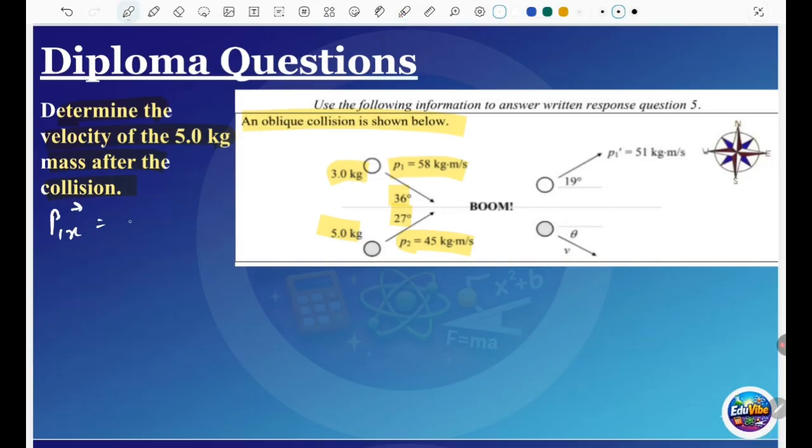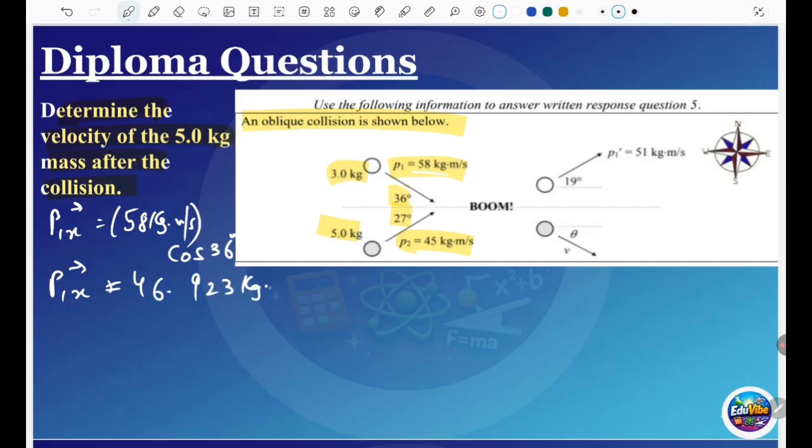For the p1x, we have 58 kg per meter per second. For the x component, we all know we have to find for the 58 kg meter per second times cos 36 degrees, because x is the base. So this one is cos 36 degrees. So for p1x we find about 46.923 kg dot meter per second.